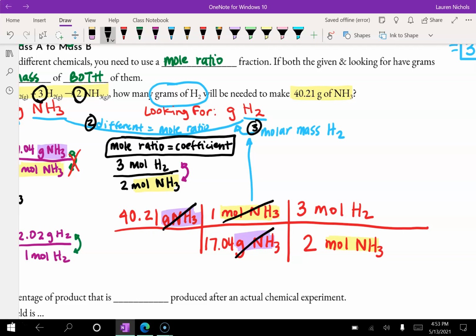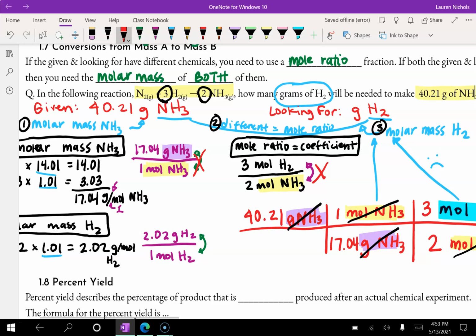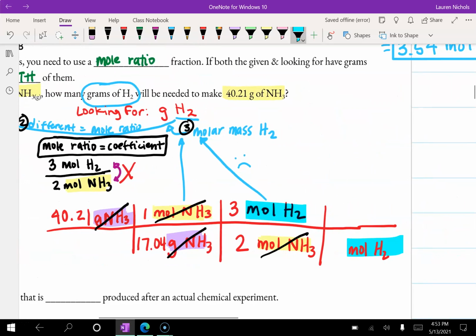And so moles of NH3 cancel out with moles of NH3. And if I compare moles of hydrogen to what I'm looking for, it's closer, but I'm looking for grams of hydrogen, not moles of hydrogen. So I still have to keep going. And so our pattern stays consistent. If I have moles of hydrogen here, that means moles of hydrogen needs to be at the bottom. And so now I look back and I say, okay, I have already used my mole ratio. I have used my molar mass of NH3. The only fraction I haven't used yet is my molar mass of hydrogen. And look, there's moles of hydrogen at the bottom, right where I need it. So I can use that fraction in my last set.